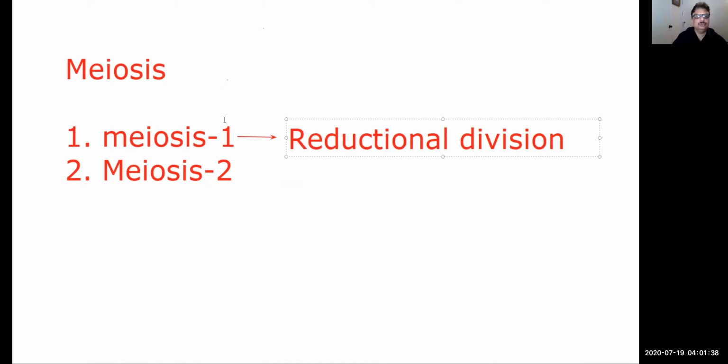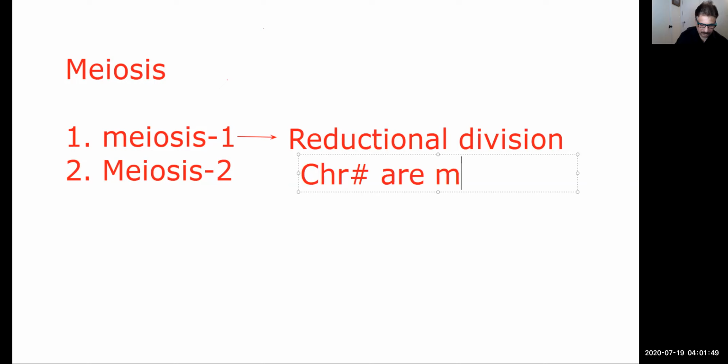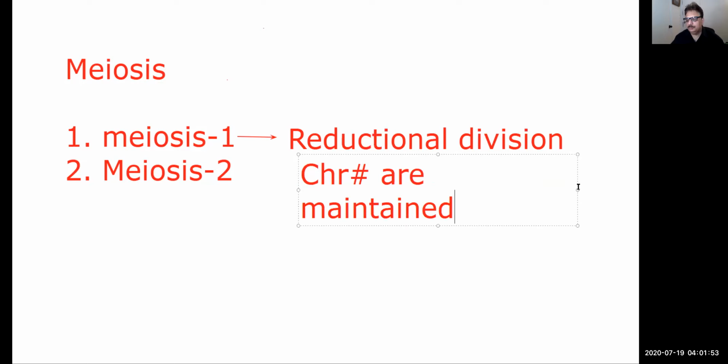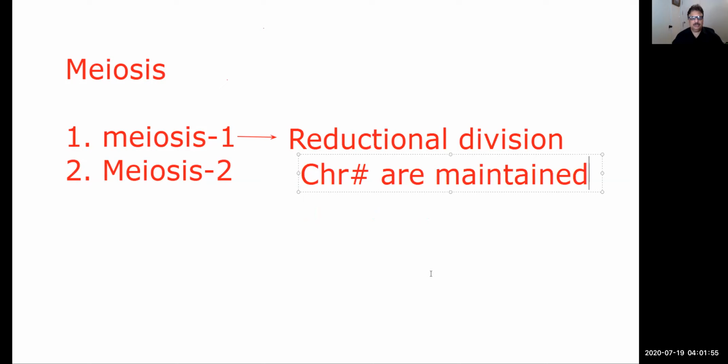Meiosis 2 is just like mitosis, so the chromosome numbers are maintained in meiosis 2. So how does this occur? Again, this also occurs in phases. So let's learn in brief about the phases of meiosis 1 and 2.